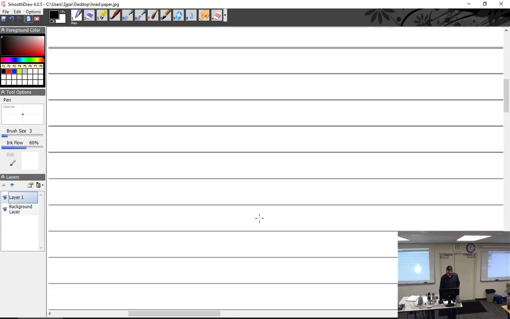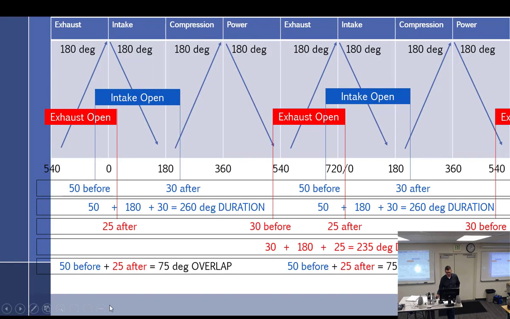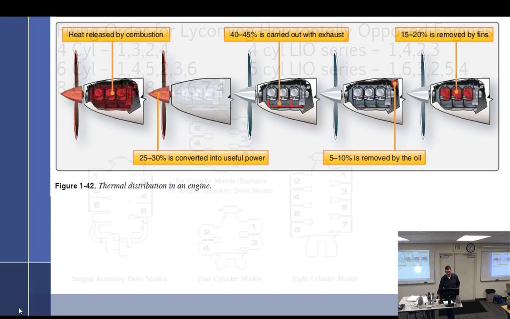So Lycoming, let's talk about Lycoming. By the way, we pronounce it Lycoming. You know how they pronounce it back east? Lycoming. The number 1 is where? Anybody remember? Right front. And number 2 is left front. I got a picture, I think. There we go.